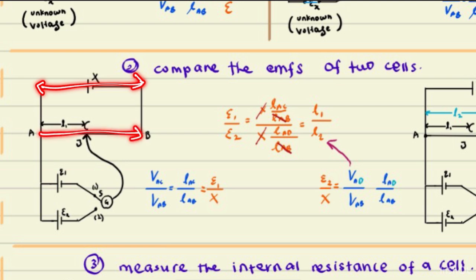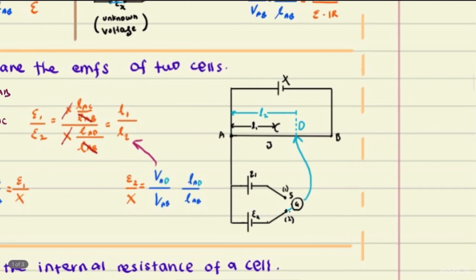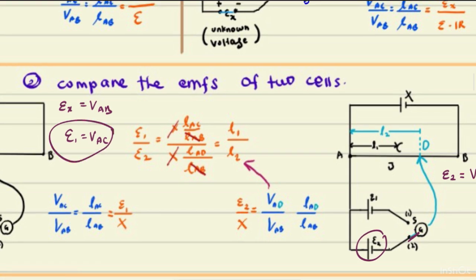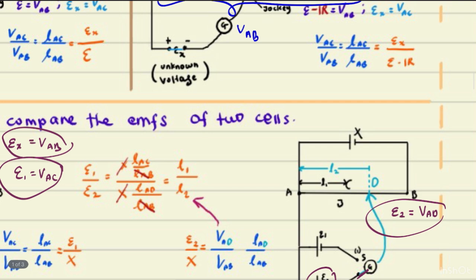tetap sama dengan AB. Okay, so let's say EMF X is still equals to AB, and then we have the EMF 1 kan. EMF 1 pula akan equals to AC. Okay. And then for here, if we switch the switch pergi E2 ni, E2 pula akan sama dengan VAD. So, if we divide E1 and then E2, because if we still use EX equals to AB, sini pun case dia masih sama. The VAB akan tetap sama dengan EX.